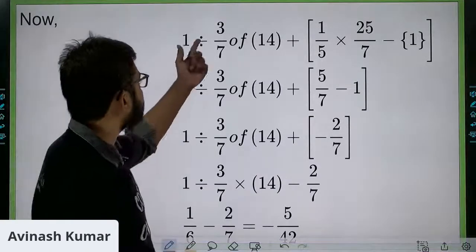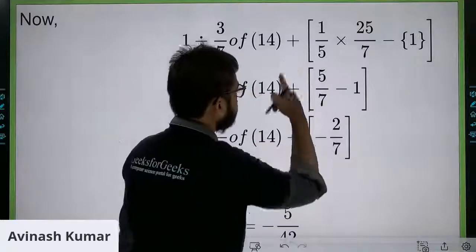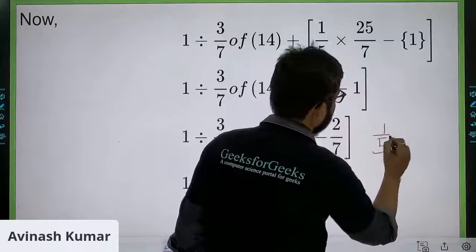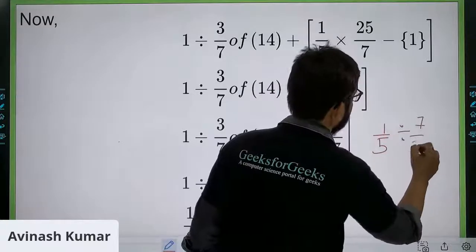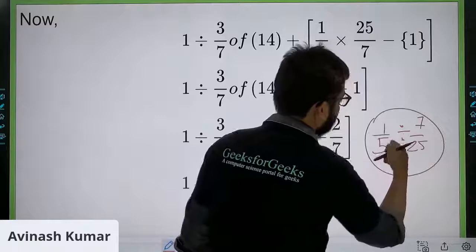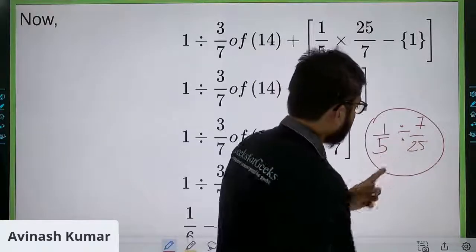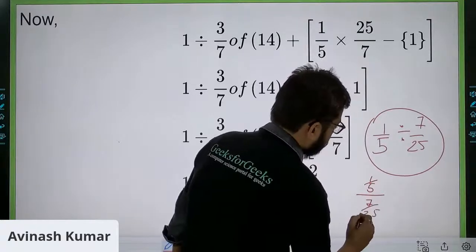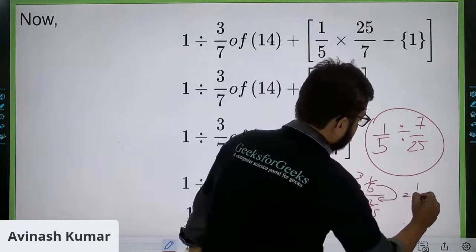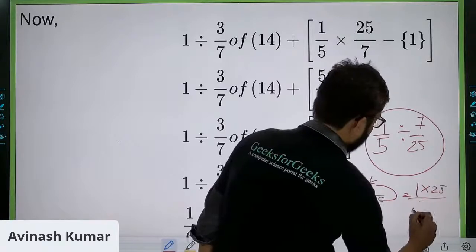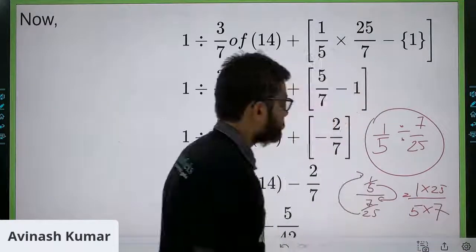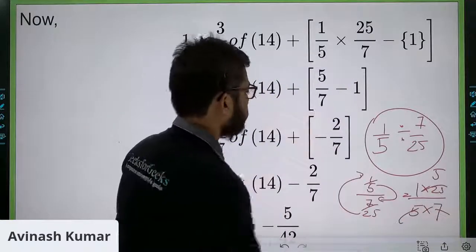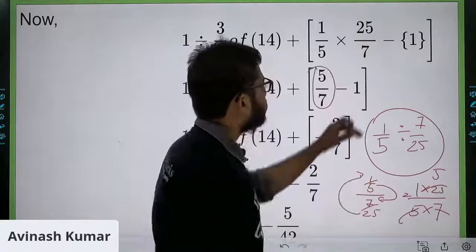Moving forward, 1 divided by 3 by 7 of 14 plus 1 by 5. Now it's written over here as 1 by 5 divided by 7 by 25. But once I replace the division, it's exactly written like that, 1 by 5 divided by 7 by 25. So this will go up and this will go here. So it is like 1 by 25 upon 5 into 7. So 5 fives are 25, it's like 5 by 7. I'm directly writing here 5 by 7 minus 1.